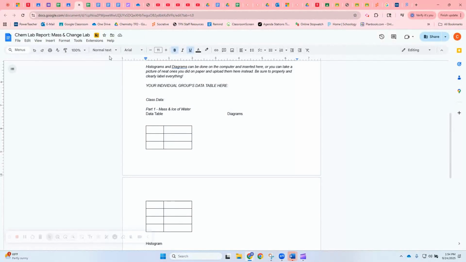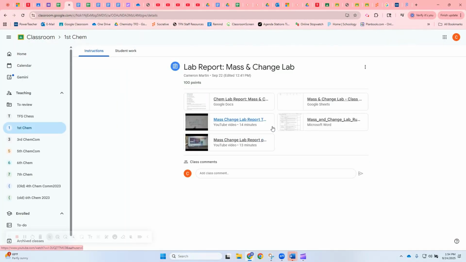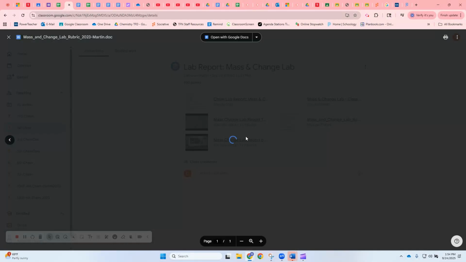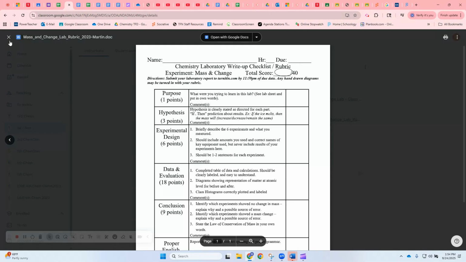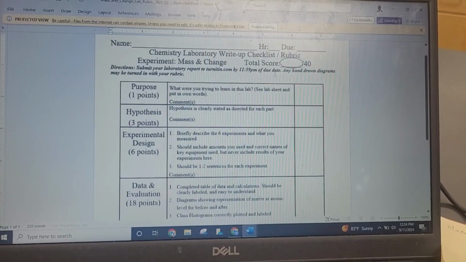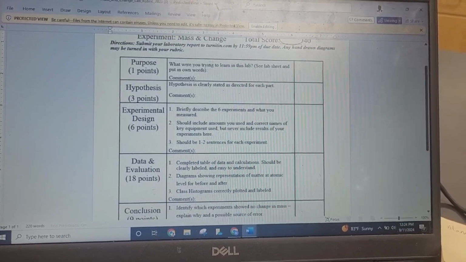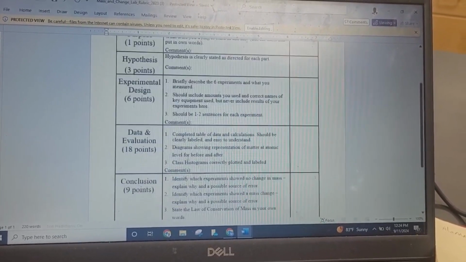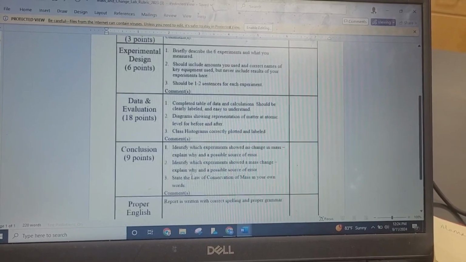To get to the rubric, you're going to go back to the assignment in Google Classroom. You're going to click on that. And this is the rubric. You do not have to write anything on here, okay? But this is just telling you what I am looking for when I'm grading your lab report. So I'm looking for all of these things.